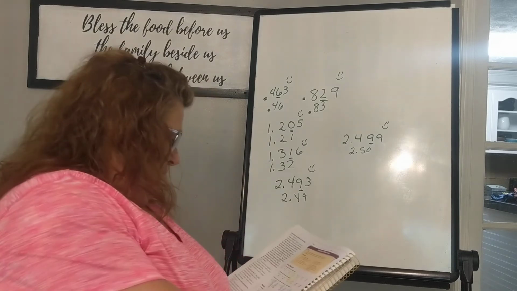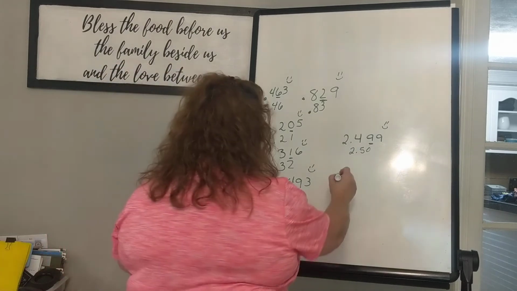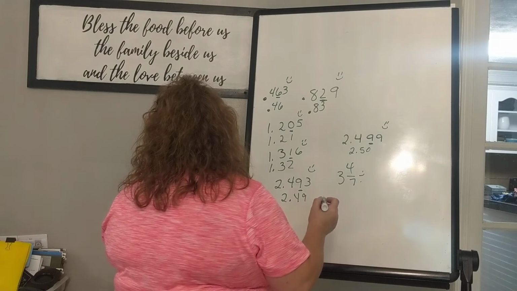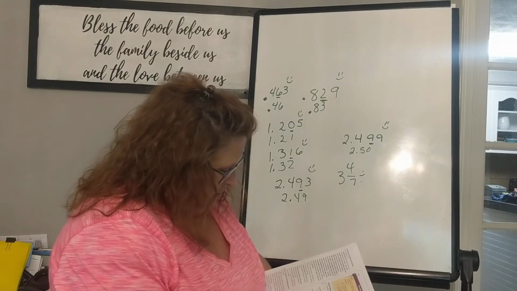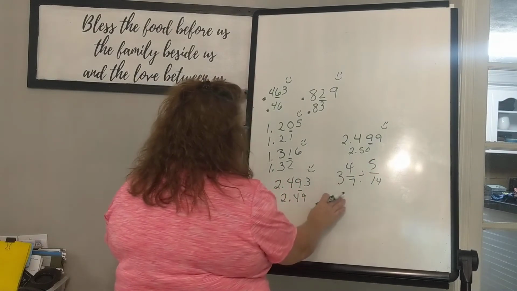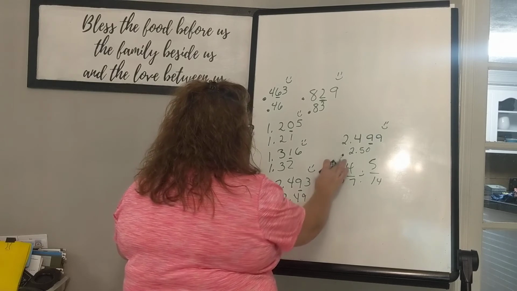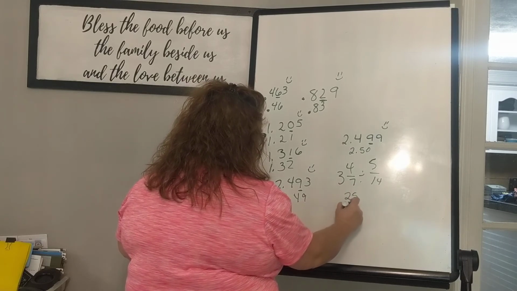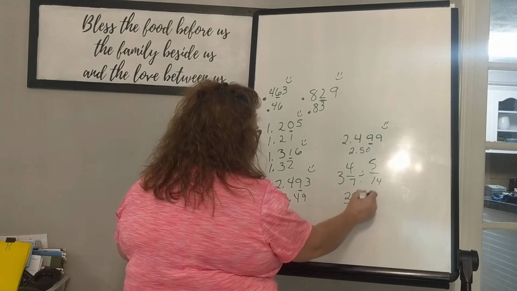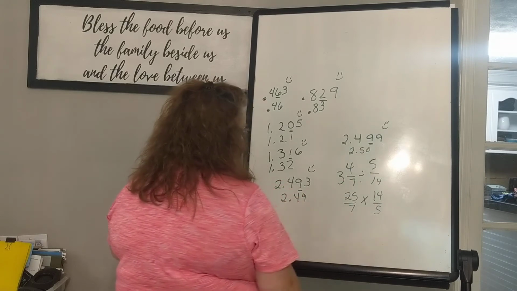Go ahead and look at section 4, and we have a division problem here I want to do with you. 3 4/7 divided by 5/14. The first thing we have to do is turn our 3 4/7 into an improper fraction. 7 times 3 is 21. 21 plus 4 is 25. So we have 25/7. Now we're going to change our sign to times, and flip our fraction: times 14/5, and not 5/14.